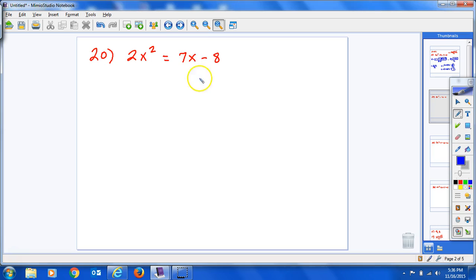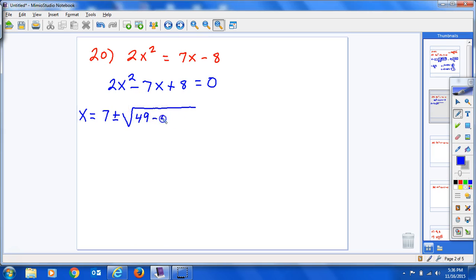This is number 20. This one is not quite set up yet to use the quadratic formula, so I'm just going to move the linear and the constant term over to the left so we can put this in standard form before we begin. And now let's plug into the quadratic formula: the opposite of b, plus or minus the square root of b squared, negative 7 squared is 49, minus 4 times a times c, and then all of this is going to go over 2 times a, and a is 2.